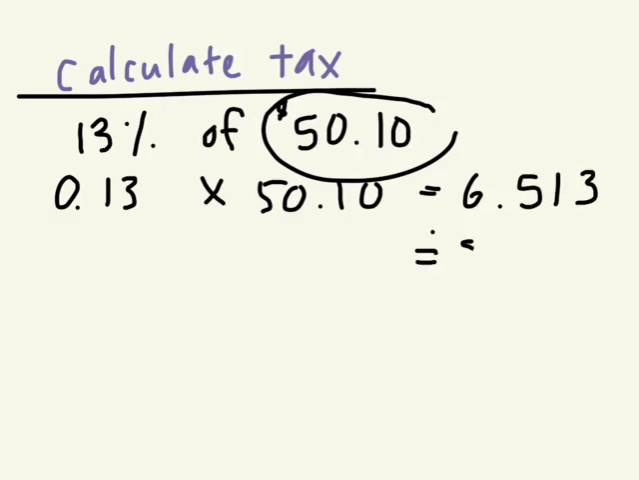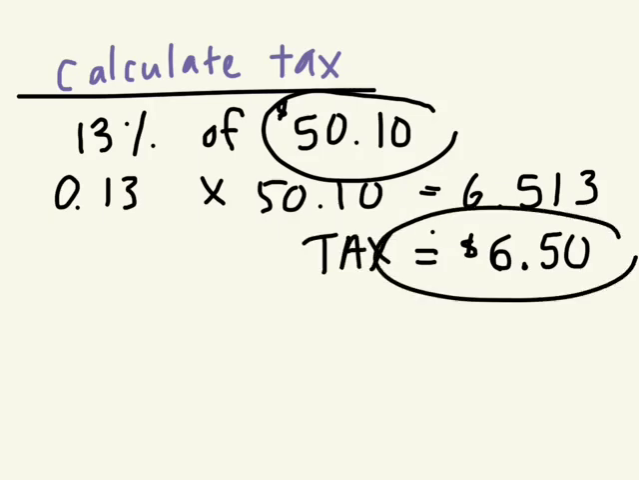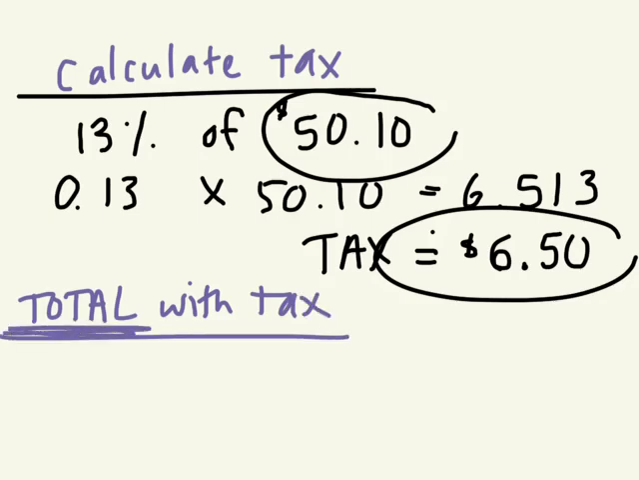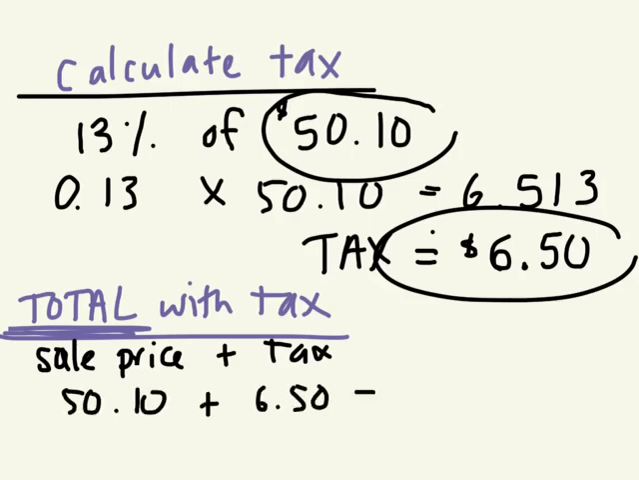5.13. I want to know what that is. How much tax am I paying? We got to round it. $6.50. Excellent. So we know that tax, this is how much the government's taking from us. So when I go to the cash register and I want to know what is the total with tax, what do I have to do to calculate the total now? Good. We take the sale price and we add the tax because obviously you have to add on the tax. So $50.10 plus $6.50. What is the total that the cashier is going to ask me to pay?